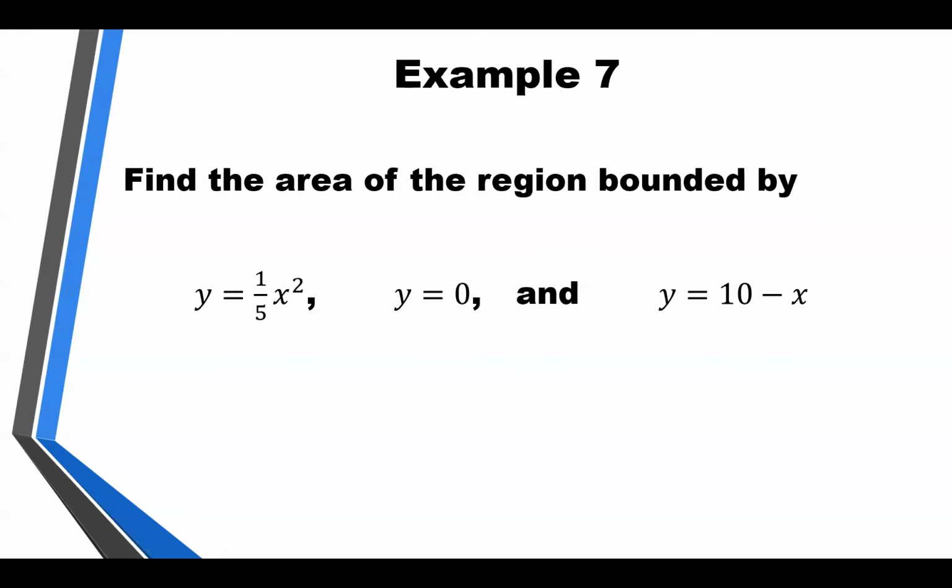Let's do another example. In example 7, we want to find the area of the region bounded by y equals 1/5 x squared, y equals 0, and y equals 10 minus x. I will go ahead and graph those in a couple of seconds. If you want to try it on your own, push pause, and I'll give you a couple of seconds to do that.